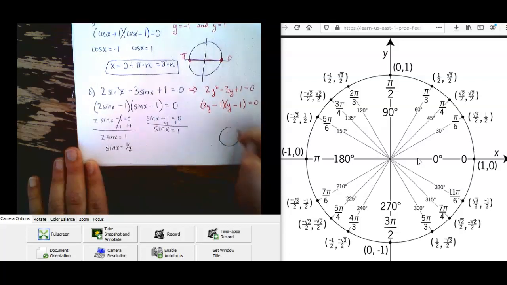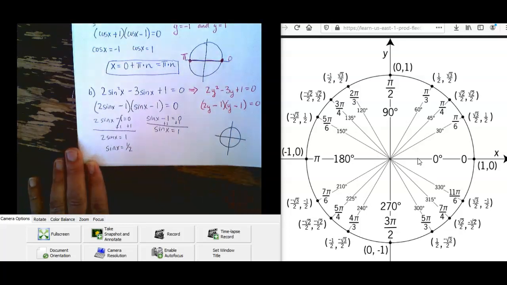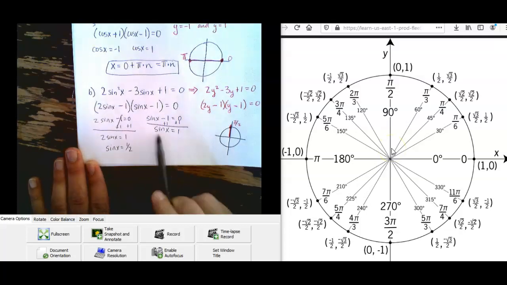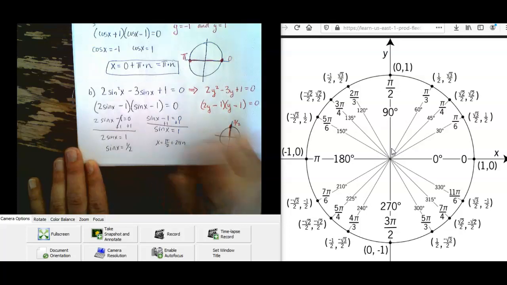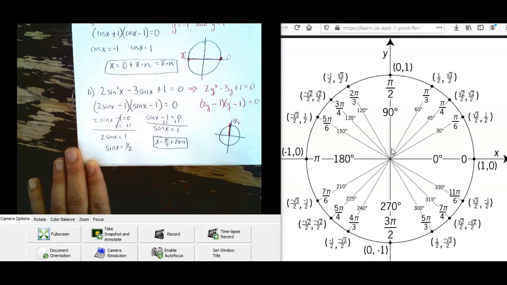So let's go for sine equal to 1. Where is the sine equal to 1? Well, where's the y-coordinate equal to 1 for these points? That happens right here, pi over 2. Does it happen anywhere else? Well, down here it would be negative 1. So we just have that one solution there. So the solutions that come from here are x equal to pi over 2 plus 2 pi n. It's one set of solutions.